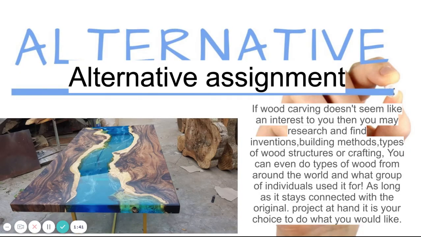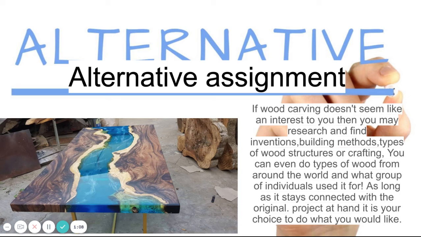The alternative assignment. Now, I know wood carving doesn't seem like an interest to many of you. You may research and find inventions, building methods, types of wood structures, or crafting. You can even do a type of wood from a forest in Indonesia, anything. And maybe talk about what the groups of individuals used it for. As long as it stays connected with the original project at hand, I'm fine, and you can choose whatever you'd like. I just thought of an alternative assignment, and that would be the river table to the left.